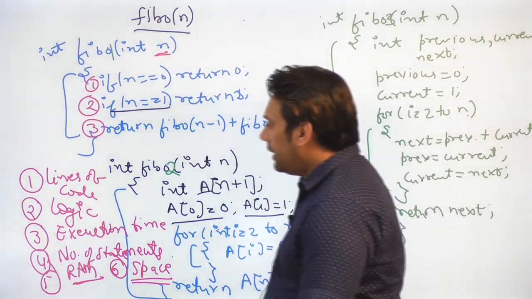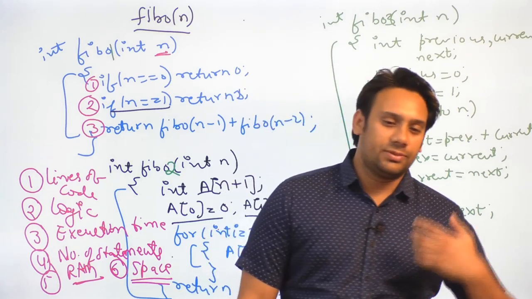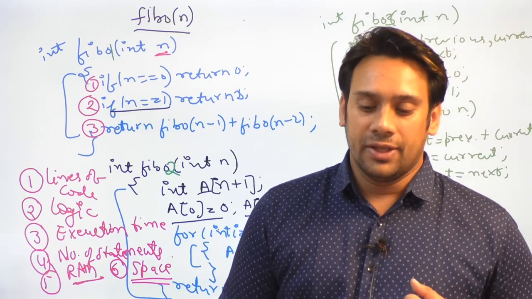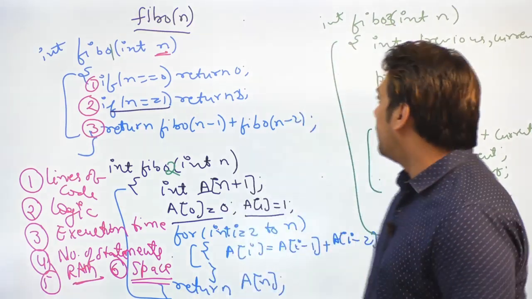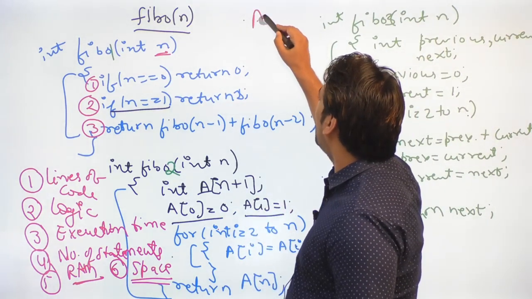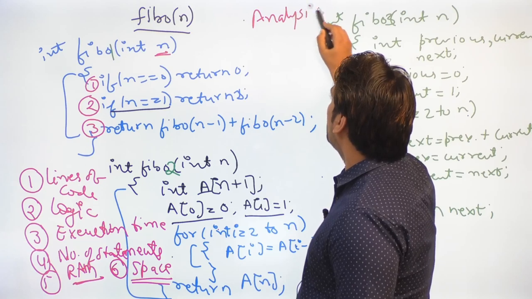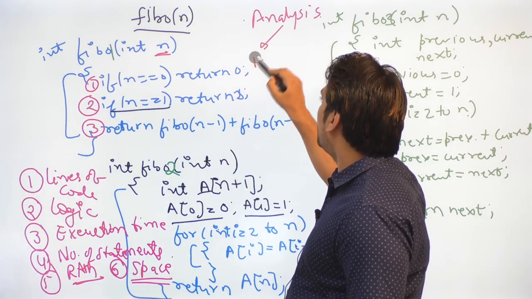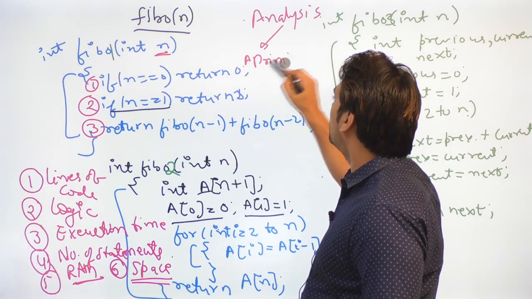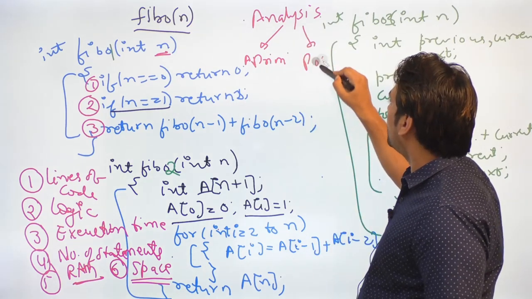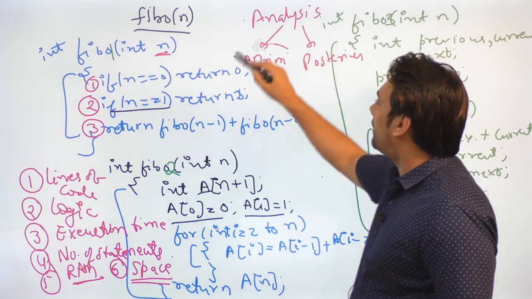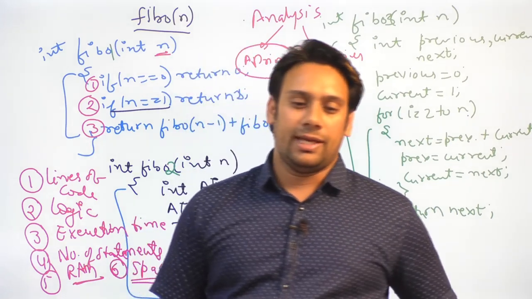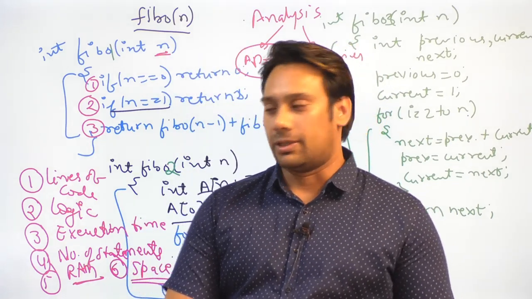Okay, now here all of you are having different thoughts. Now let me tell you something very interesting here. Whenever you do this kind of analysis, whenever you are going to compare any two programs, there are two kinds of analysis. One is a priori analysis, and the second one is posterior analysis. पहली है a priori, and second is posterior.